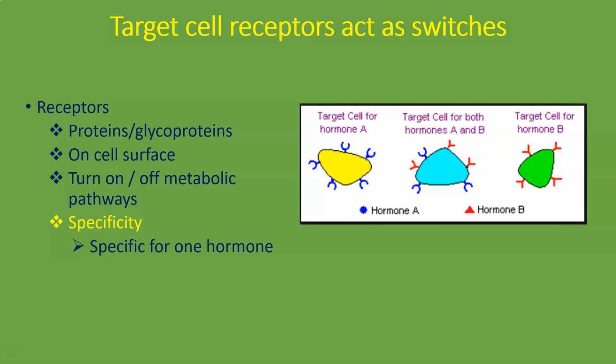And as you can see in the picture, my yellow cell is a target cell for hormone A because it only has the receptor for hormone A, which is a circle. And the green cell is a target cell only for hormone B because it's got only the Y-shaped receptor on its cell surface, and hormone B is a triangle. But my blue cell in the center has receptors for both hormones A and B, so those cells are going to adjust their metabolic activities depending upon which hormone binds to the receptors at a specific time.